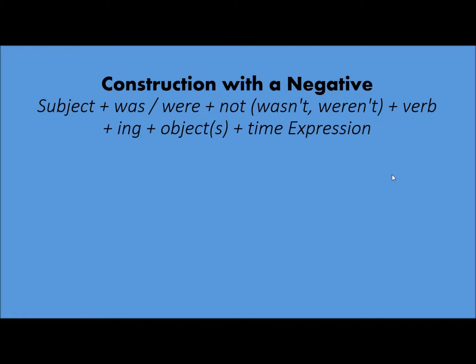How do you make the construction of the past progressive in the negative? Start with the subject, use was or were, and not, so that's wasn't or weren't, plus a verb, ing, and object and time expression. Let's look at an example. We weren't swimming at the beach while it was raining.